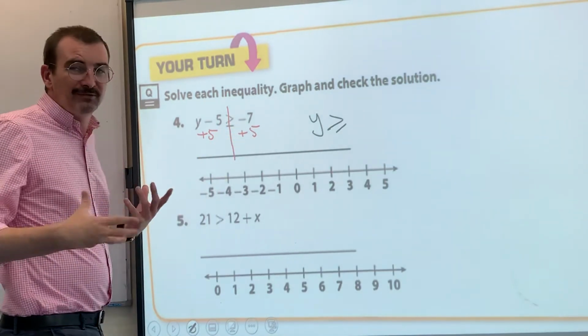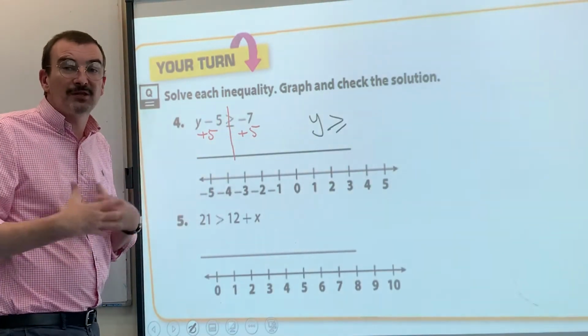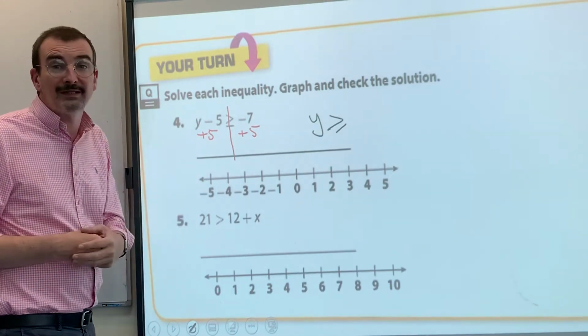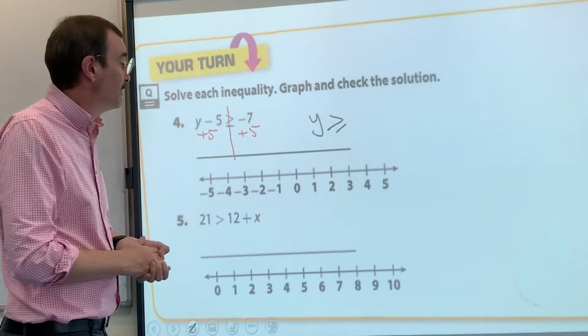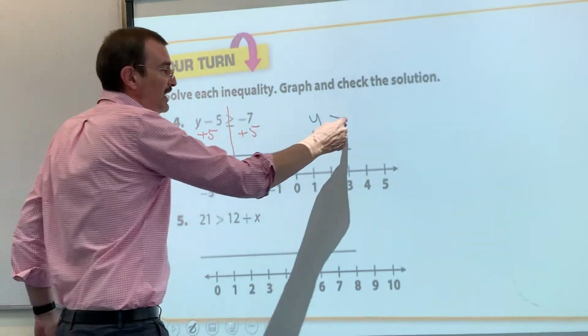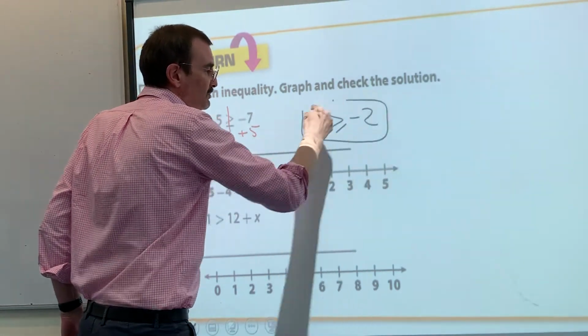So, you have to have a reasonably solid understanding of adding and subtracting with negatives. Make sure that you understand that. Use a number line if it helps. So minus 7 plus 5 is negative 2.